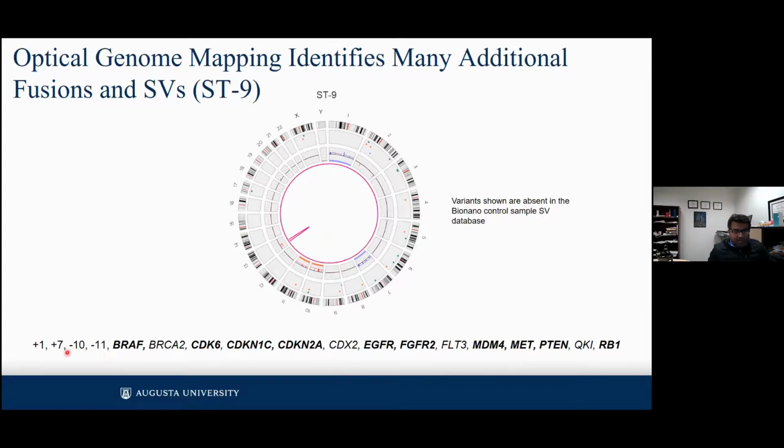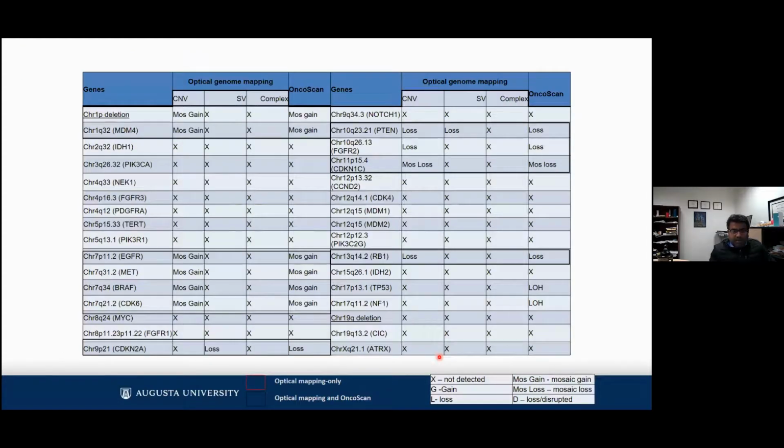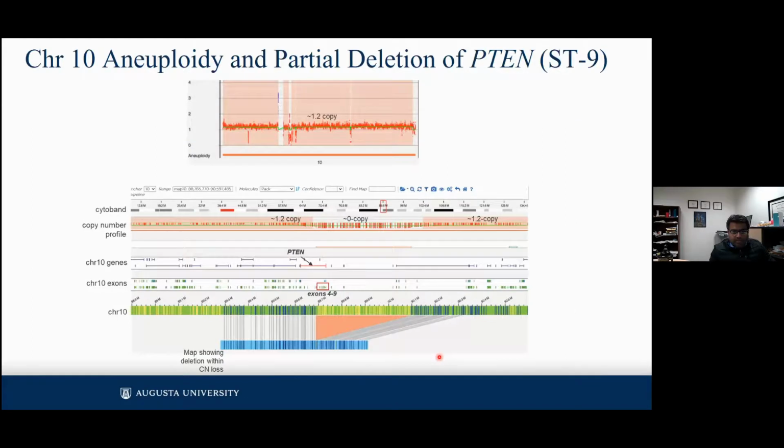And again, all the genes which are clinically relevant are highlighted based on TCGA. So not only are we capturing everything we need clinically relevant, but on top of that, we are capturing additional information which has a potential to be clinically significant. Again, 100% concordance with a SNP microarray and OGM in this particular case.